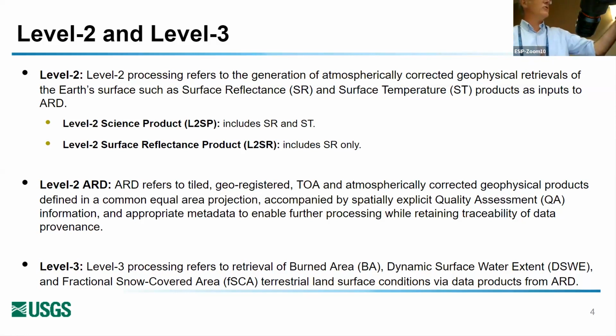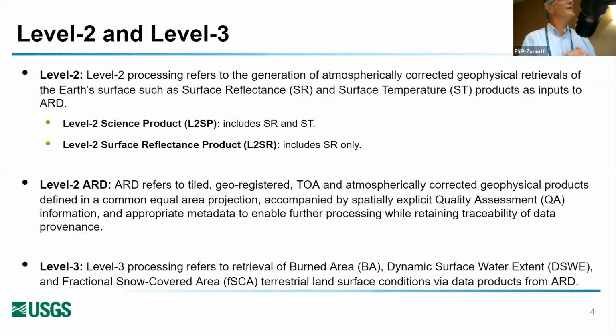And so what that engenders here is these variants that we made up, right? We made these up based on the context of what our processing does. So we have a level 2 science product. You'll see this in the file name, in the product indicators: L2SP, that will include both of those parameter retrievals. Or in cases where we don't retrieve surface temperature, it's surface reflectance only, we'll have an L2SR. So just very context dependent variants based on our context.